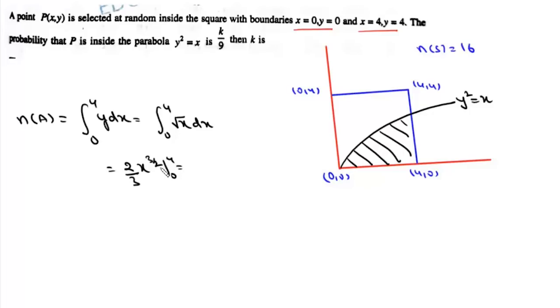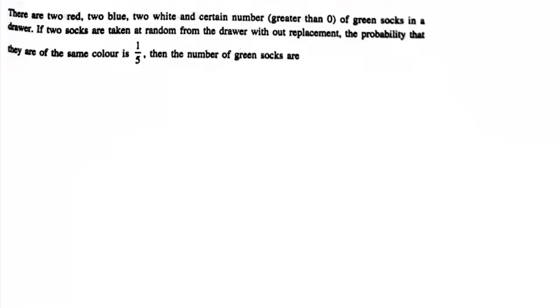Now this is 2 cube. So it will be 16 by 3. So now this required probability is favorable area 16 by 3 upon total area, which is 16. So it will be 1 by 3, or we can write this as 3 by 9. So the value of k is simply 3. And that is the answer to this question.